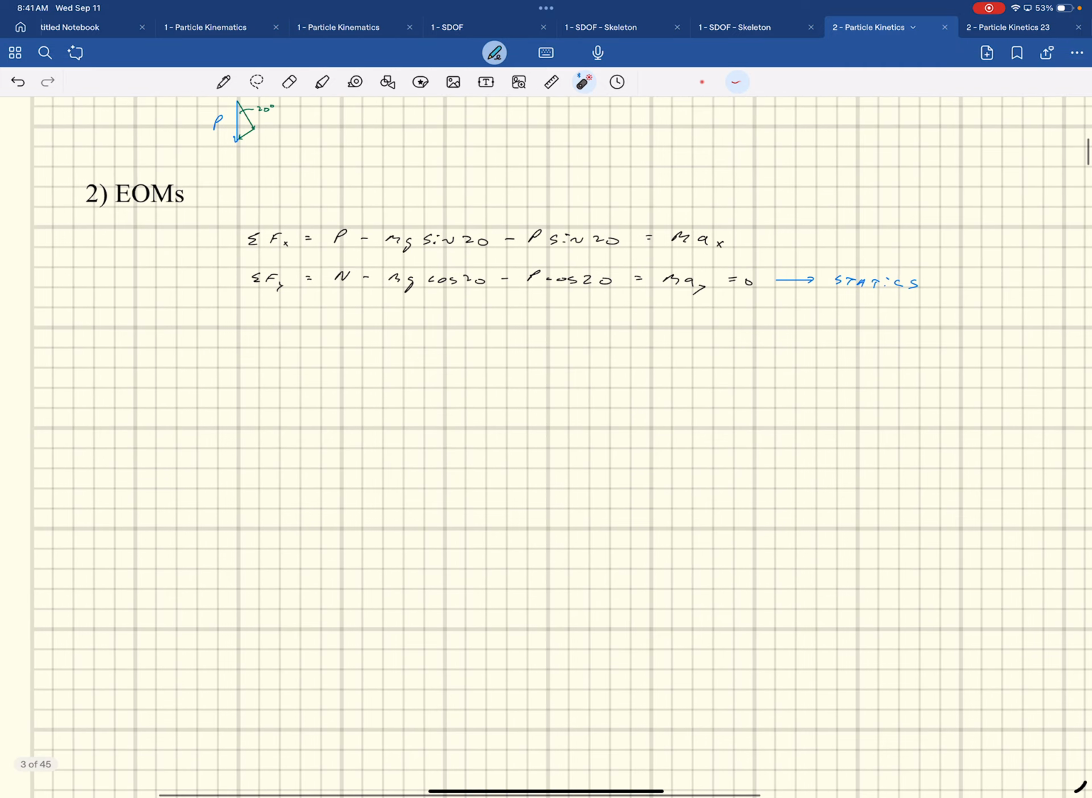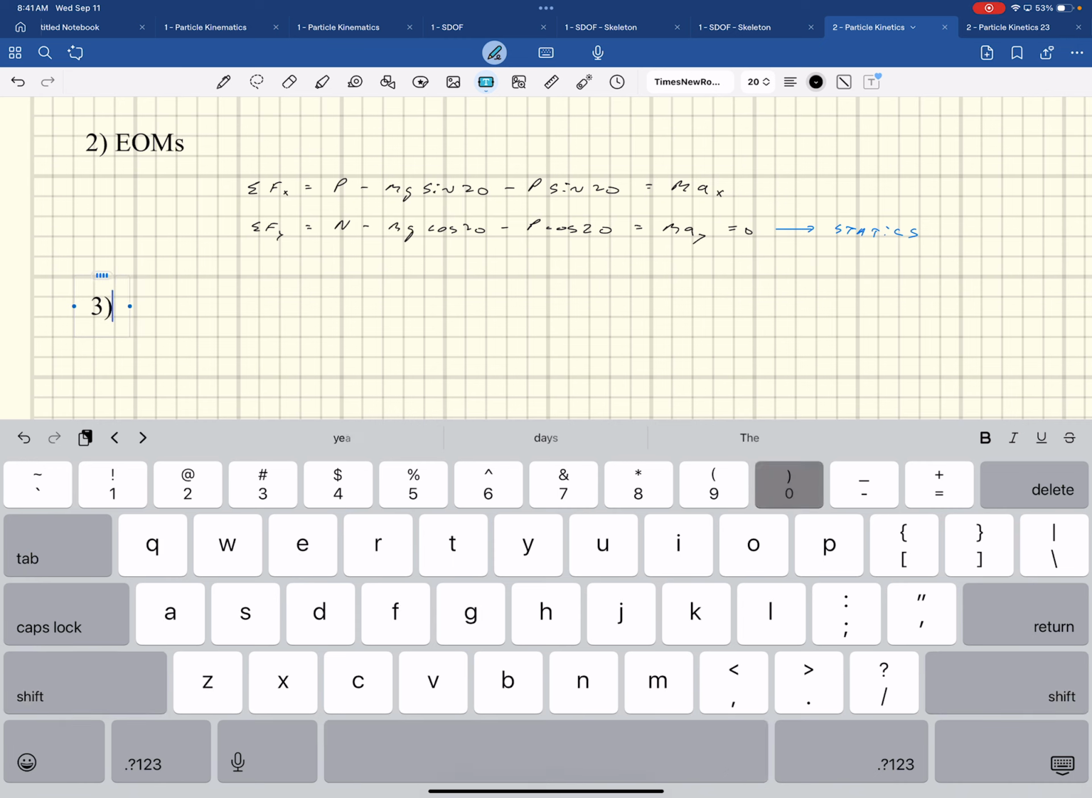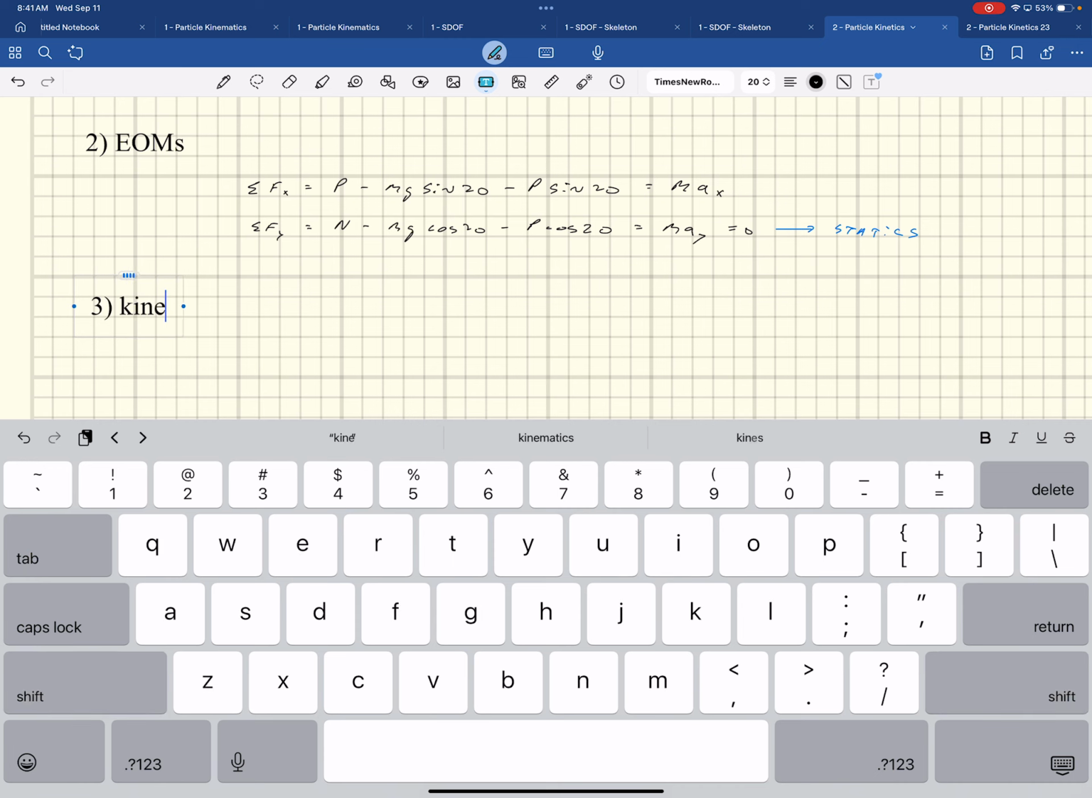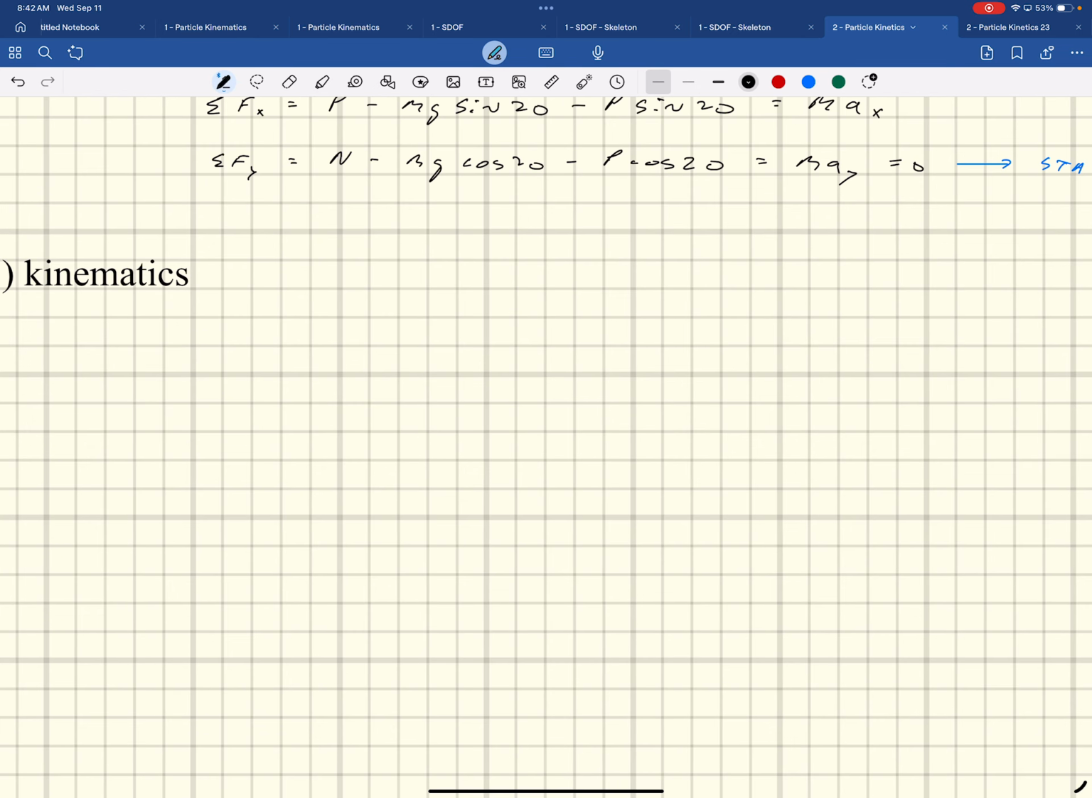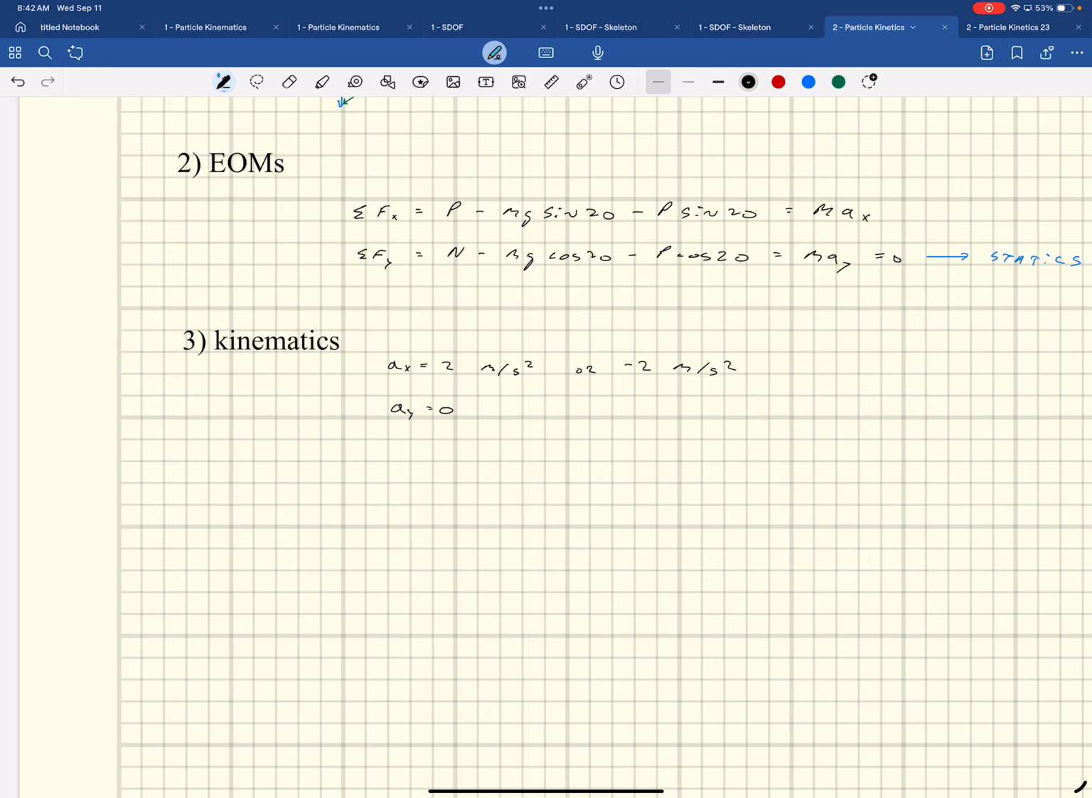All right, so then I just want to always put them down. 3, kinematics, just to make it clear, is that AX is equal to 2 meters per second squared, or negative 2 meters per second squared, and AY is equal to 0. I would say that would be my kinematics, just the geometry of what's happening.